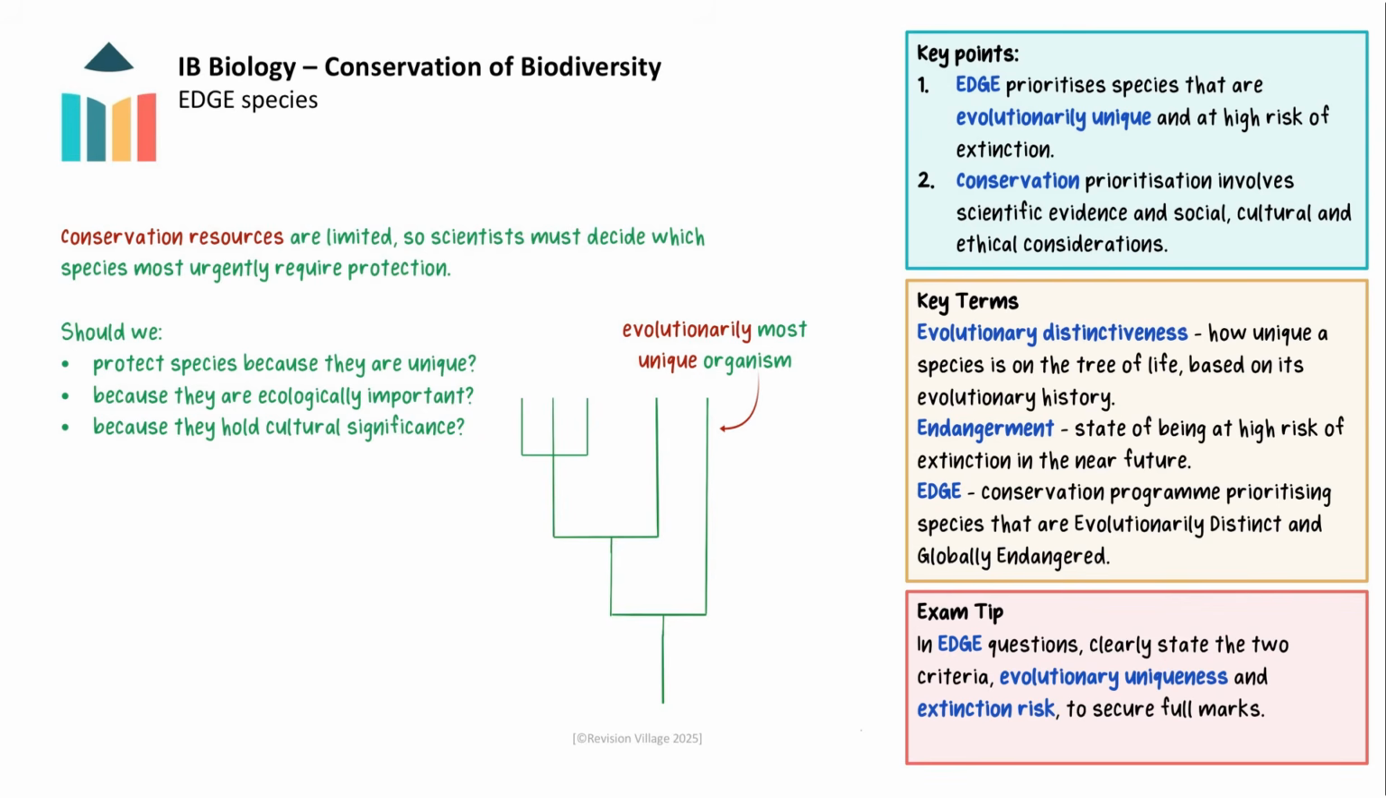But prioritisation also raises ethical and social questions. Should we protect species because they are unique, because they are ecologically important, or because they hold cultural significance? It's important to recognise that conservation decisions reflect scientific evidence and societal values.